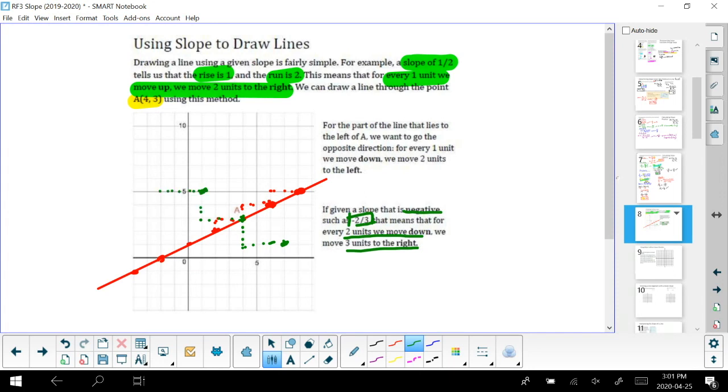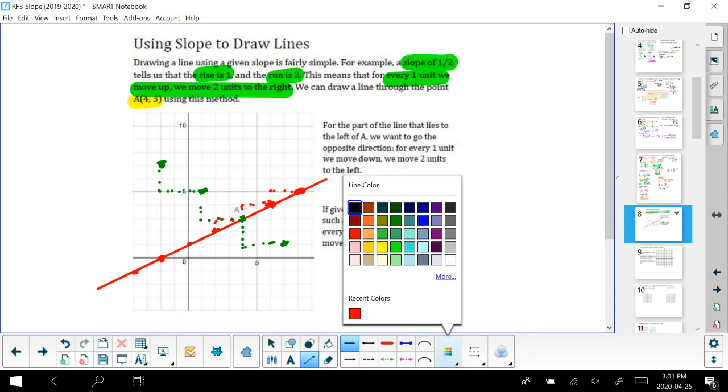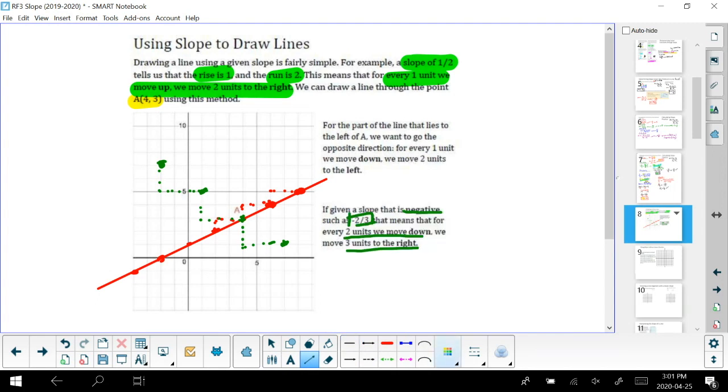3 to the left, and then 2 up. And we can draw a nice straight line through those 4 points there. So as long as we know the slope of a line and we have a point to start with, it's relatively simple for us to draw a line through that point.